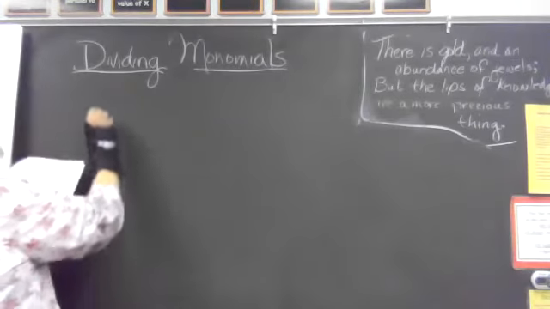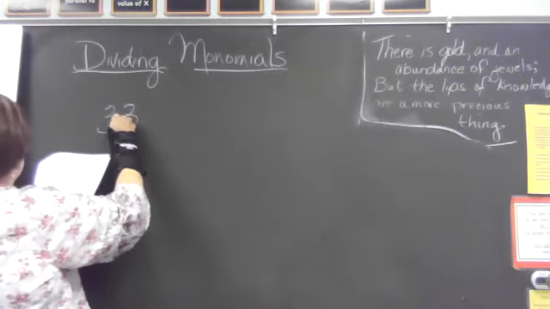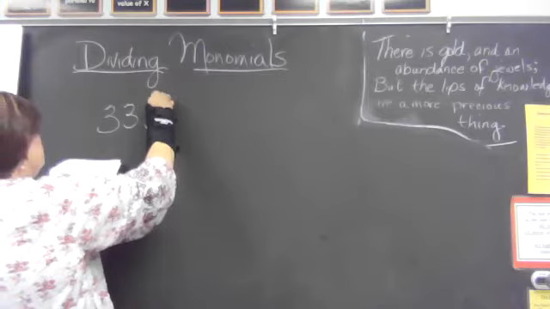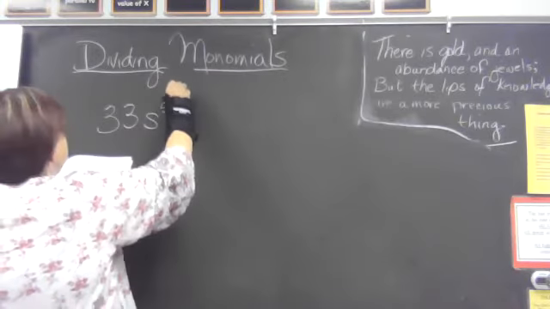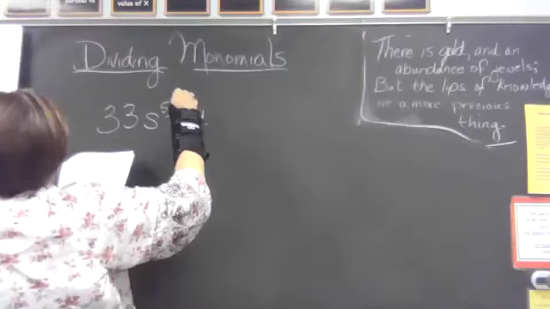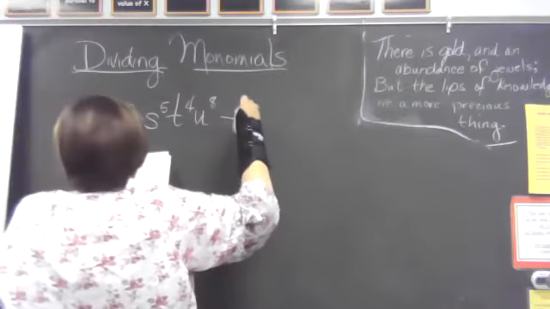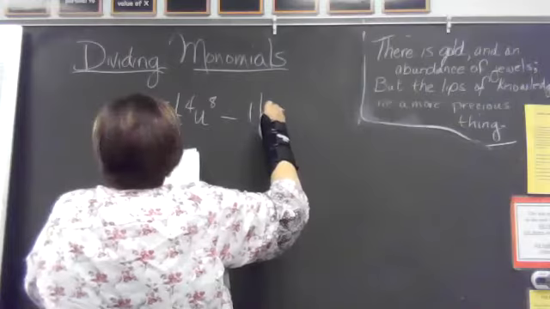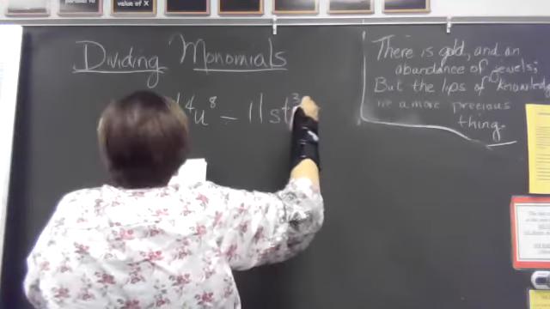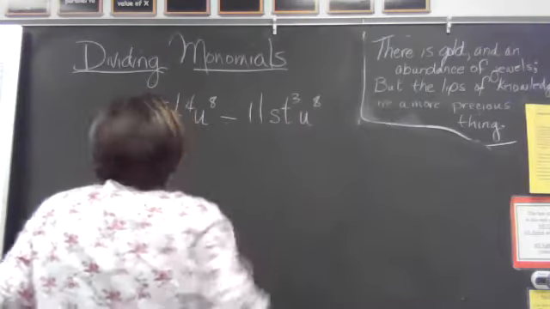Okay, number 1 says 33 s to the 5th. I didn't have to put my glasses on. T to the 4th. U to the 8th. And it says divided by 11 s, t to the 3rd. U to the 8th.